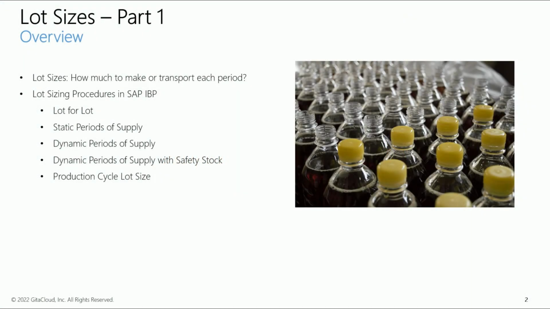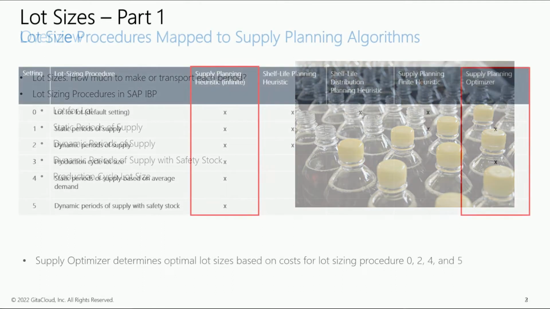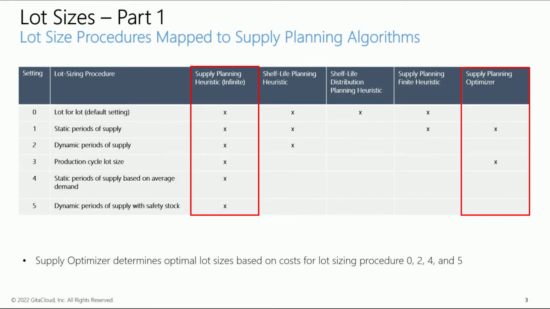Lot sizing procedures allow you to model production and transportation quantities per period to be set within limits and/or according to a certain strategy. SAP IBP supports multiple lot sizing procedures as shown here. IBP has multiple supply planning algorithms, which have varying coverage of the lot sizing procedures, as shown in the table here. We will deep dive into each of these lot sizing procedures. Let's start with lot for lot. Demand for each period is shipped in the same period with this setting.